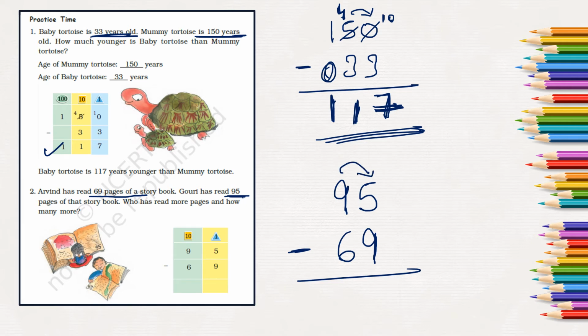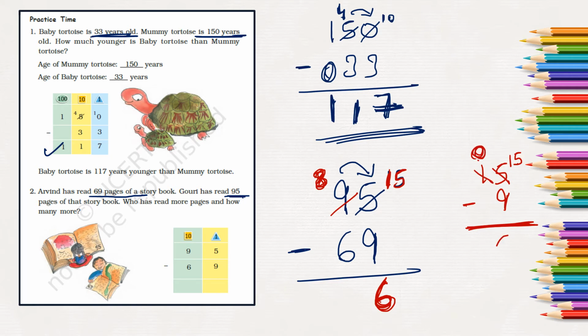So we carry over. This is now 15 and this is now 8, right? 15 minus 9, 6, right? Clear? 15 minus 9 we all know. Here also we will do carry over. So this will have 15, this will have 0. So 6. 8 minus 6 is 2. So the answer will be 26. Clear?